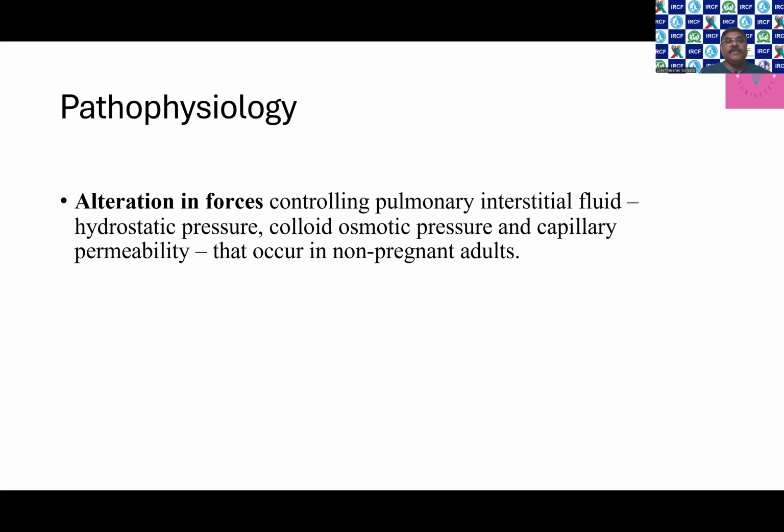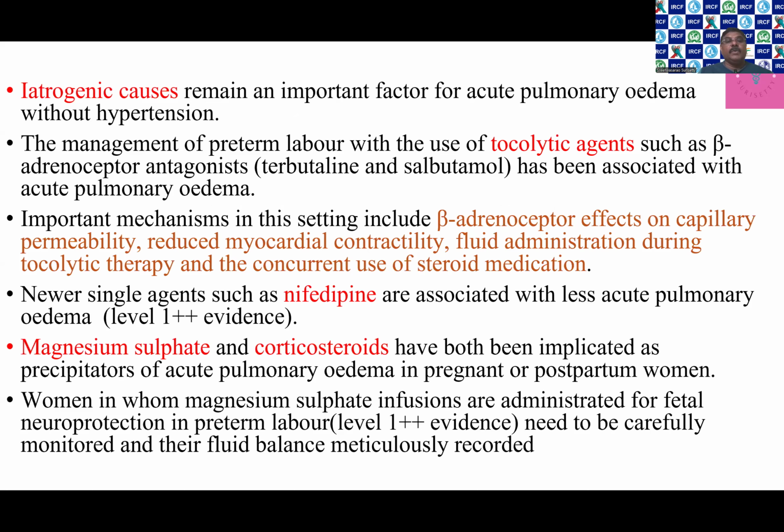So, the pathophysiology of acute pulmonary edema with normotension is mainly the alteration in the forces controlling the pulmonary interstitial fluid, that is hydrostatic pressure, colloid osmotic pressure, and capillary permeability, as occurs in non-pregnant adults. So, the main thing is iatrogenic causes. Iatrogenic causes remain important factors in acute pulmonary edema without hypertension.